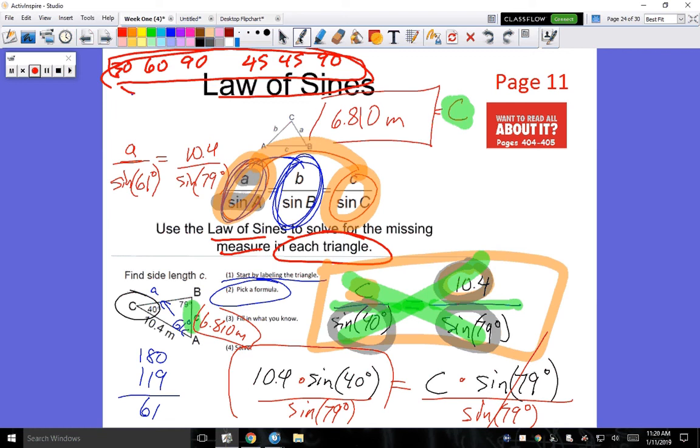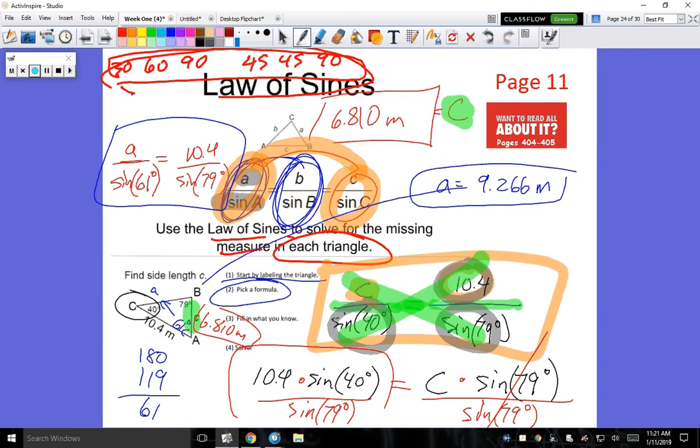Okay. All right. Hopefully Sydney, have you been doing the solve feature on this? Did you? Okay. Solve feature or whatever. What did you get for A? 9.26629. So let's do the 3 decimals. 9.266 meters. Done.